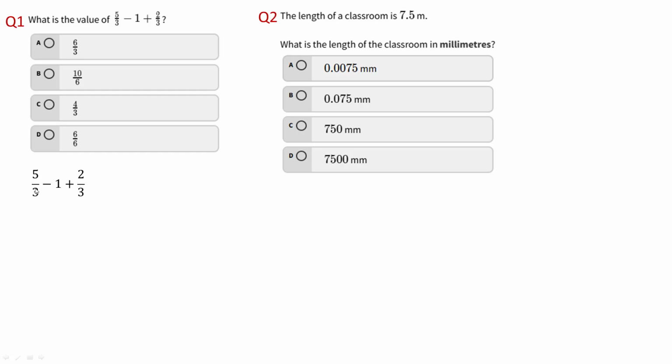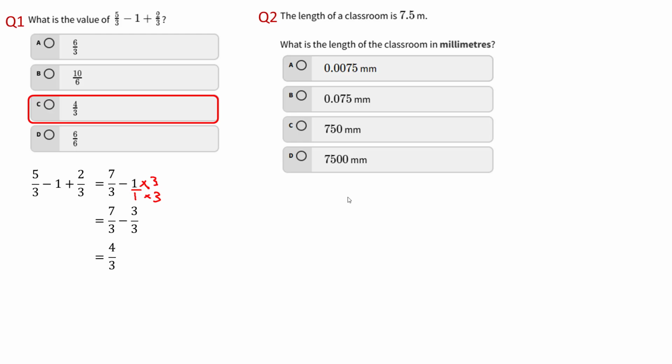I can actually just add these to make this a little simpler before I do that with the minus 1. I can add 5/3 and 2/3, and they would add to 7/3. And my minus 1 here, you can think of this as being over 1. So if I multiply by 3 top and bottom, then instead of minus 1, it's minus 3/3. So 7/3 minus 3/3 would be 4/3, which is this answer right here.